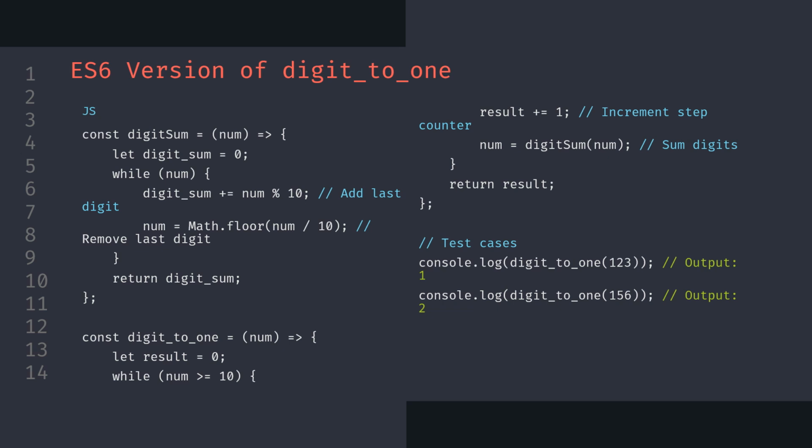The ES6 version simplifies the syntax using modern JavaScript features. Arrow functions for concise helper methods, const for immutable variable declarations. The logic remains the same, ensuring consistency and readability.